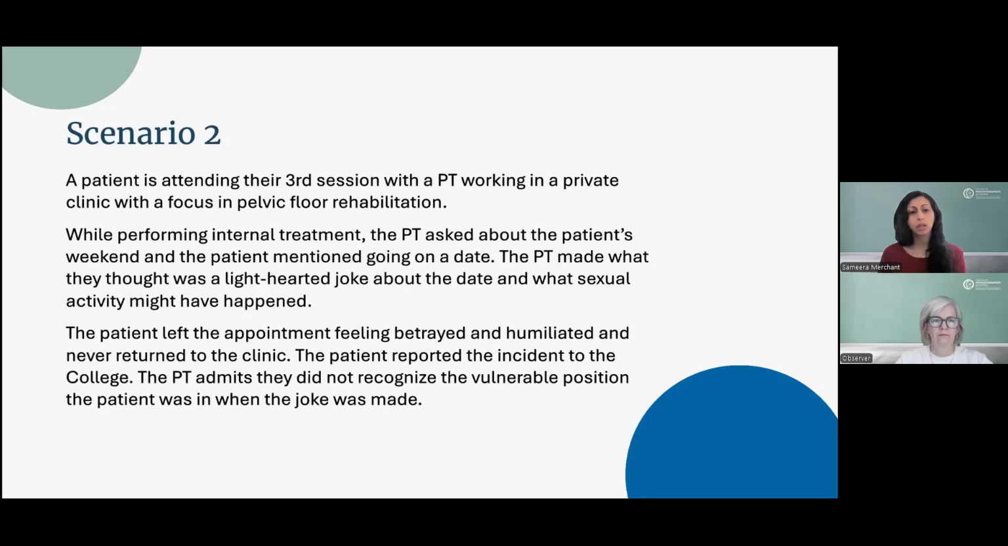The patient contacted the college to report the incident. They felt the physiotherapist was not professional and did not recognize the vulnerable position that the patient was in when the inappropriate joke was made. What can we learn from this scenario, Mary-Catherine?